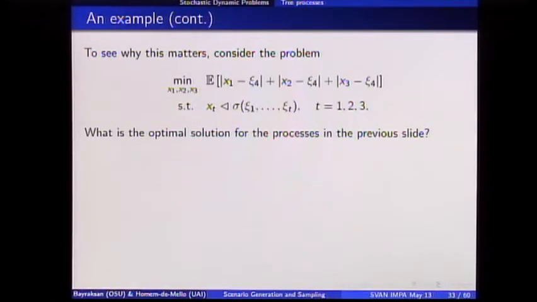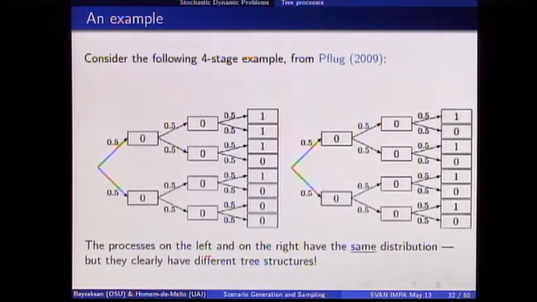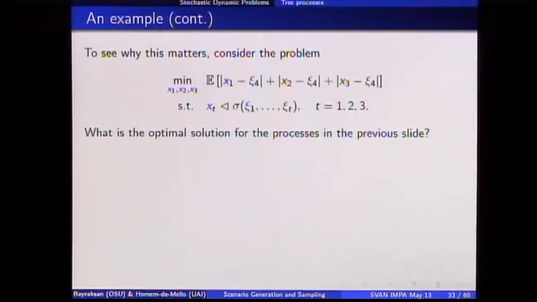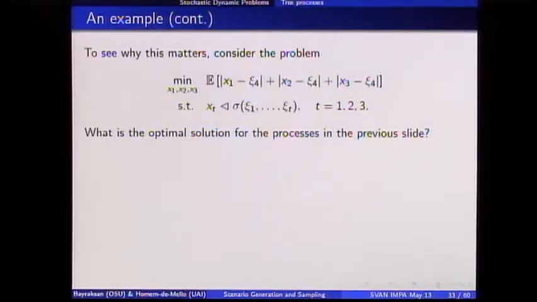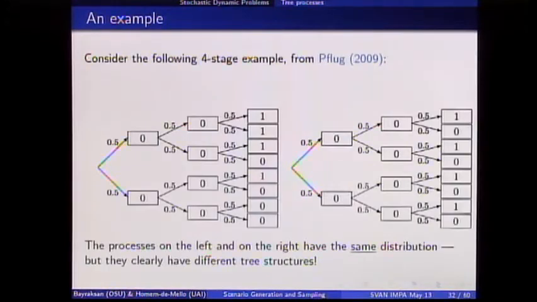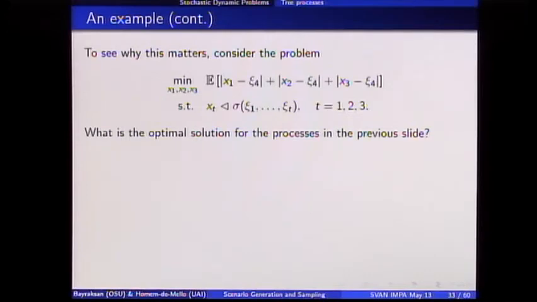Let's consider this problem here. Let's suppose I'm looking at this tree, where I want to minimize over the values of x1, x2, and x3 this quantity: x1 minus xc4, where this xc4 is this column here, plus x2 minus xc4, plus x3 minus xc4. The only constraint is that x has to be what's called adapted. So I cannot define x1 before knowing x4. I don't have a crystal ball. That's what this constraint is: the no crystal ball constraint.